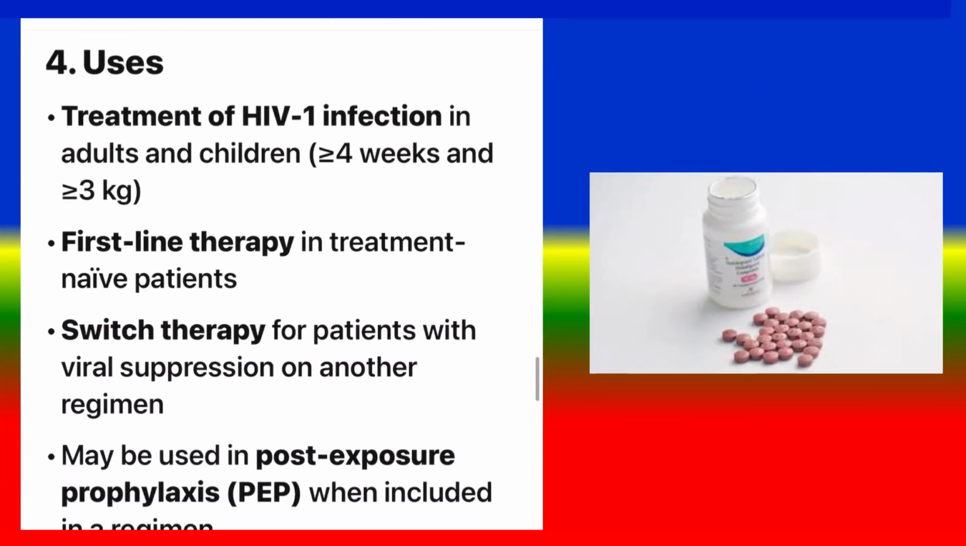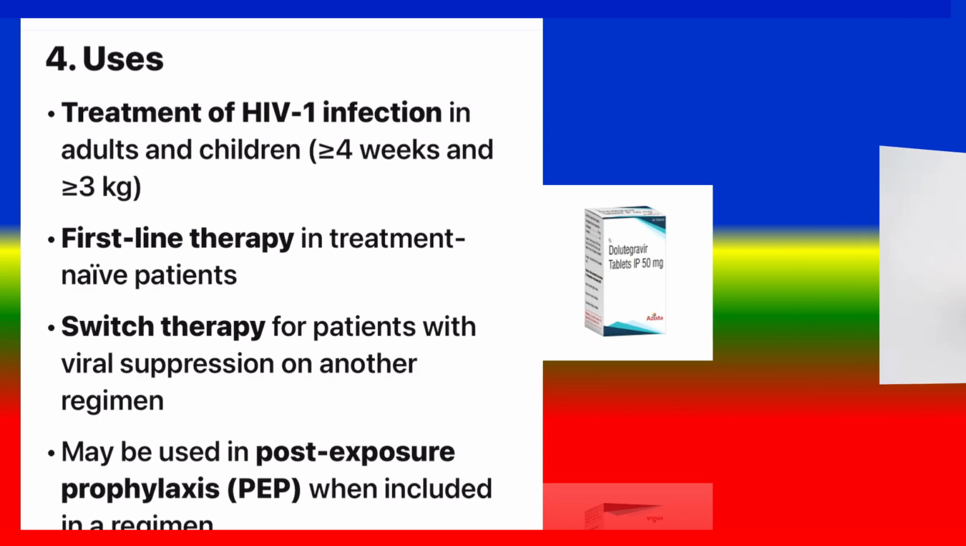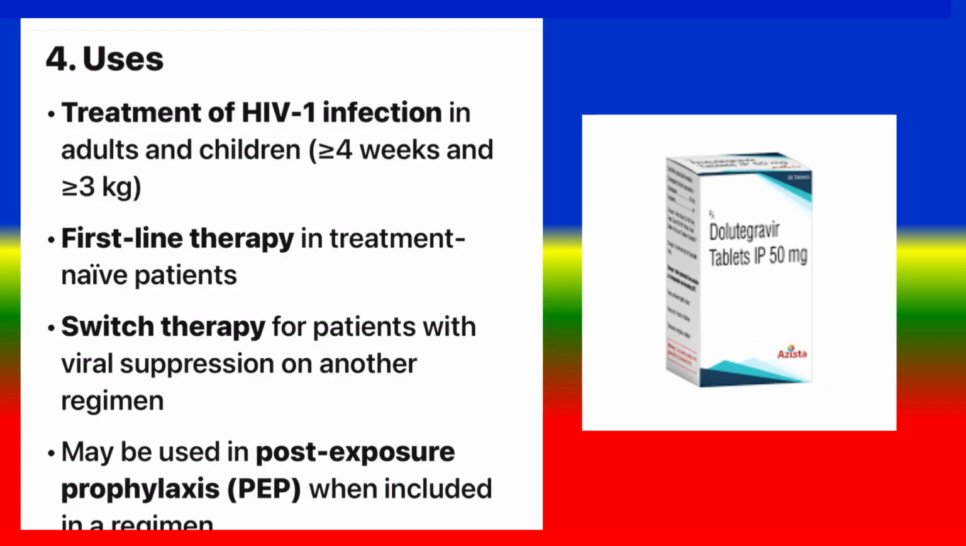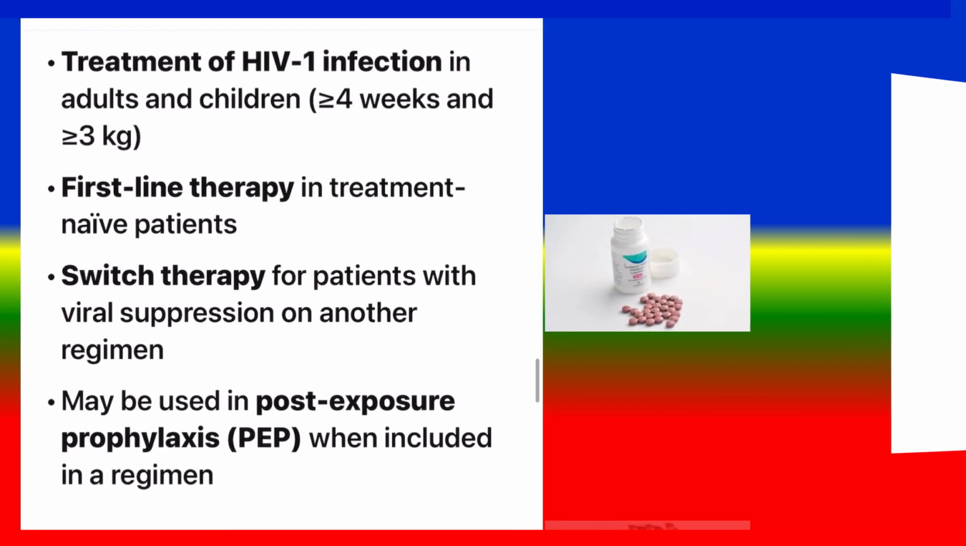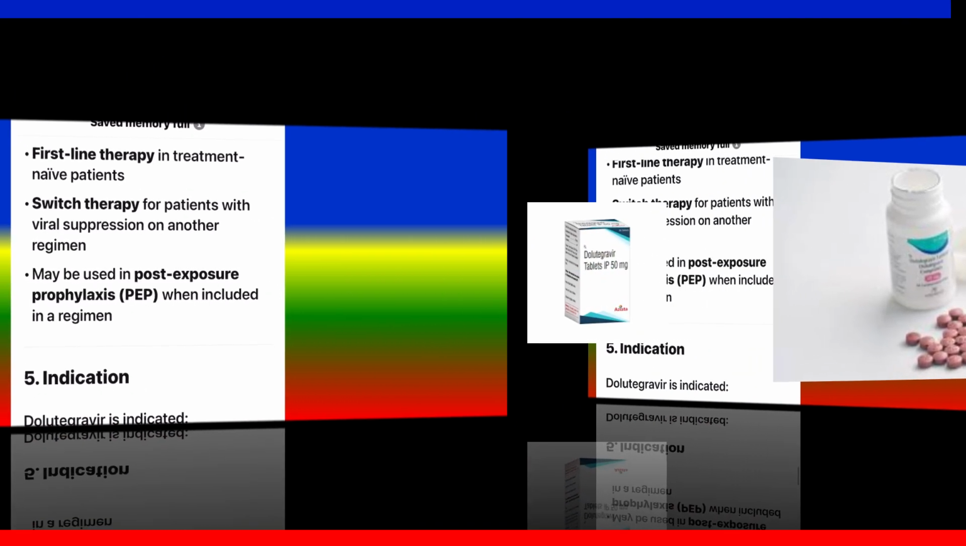Number 4. Uses. Treatment of HIV-1 infection in adults and children 4 weeks and older and 3 kilograms. First-line therapy in treatment-naive patients. Switch therapy for patients with viral suppression on another regimen. May be used in post-exposure prophylaxis, PEP, when included in a regimen.